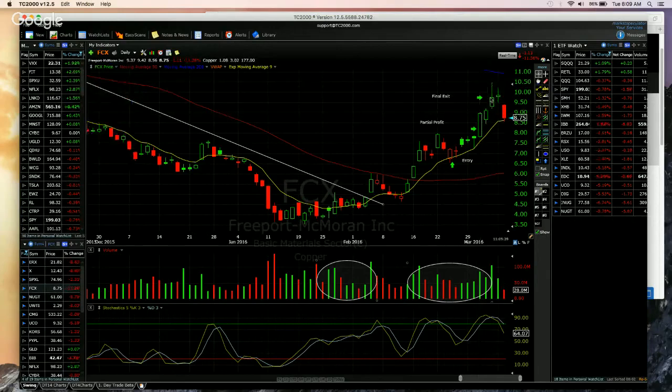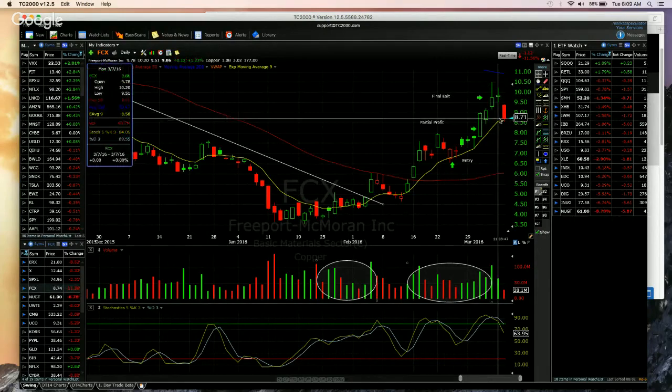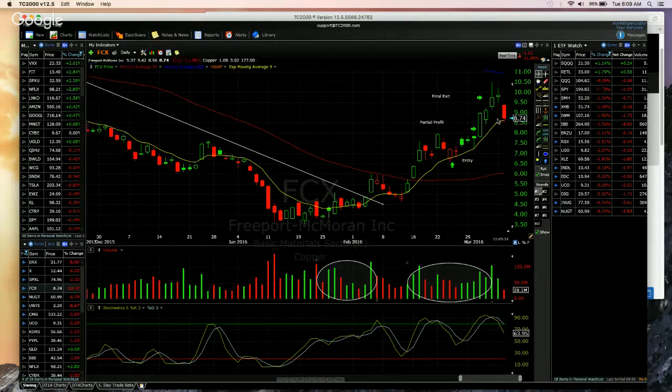So I want to see weakness going into the close. We got in at around 970 something. Today took the first profit as we touched the 9 here and got down to about 8. It actually got down to about 850 something. We got out at 863.